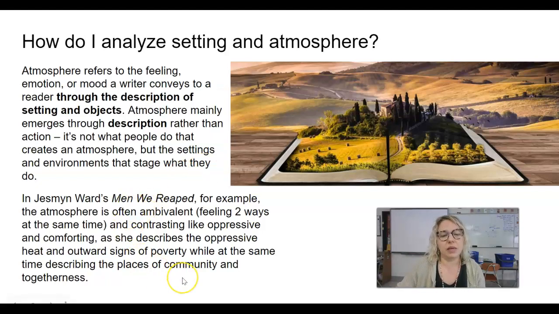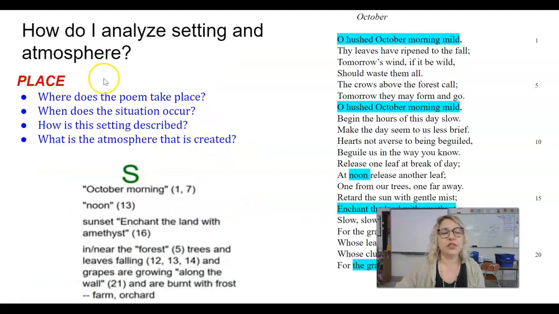We talked a lot about setting and atmosphere when we read Men We Reaped, and so here's an example in Jesmyn Ward's Men We Reaped. The atmosphere is often ambivalent, feeling two ways at the same time, and contrasting, like oppressive and comforting, as she describes the oppressive heat and outward signs of poverty, while at the same time describing the places of community and togetherness. So, good words to describe the atmosphere of that book: oppressive and comforting. Think about some words that would describe the atmosphere of October. What do you think? These are questions from the Understanding Poetry document.